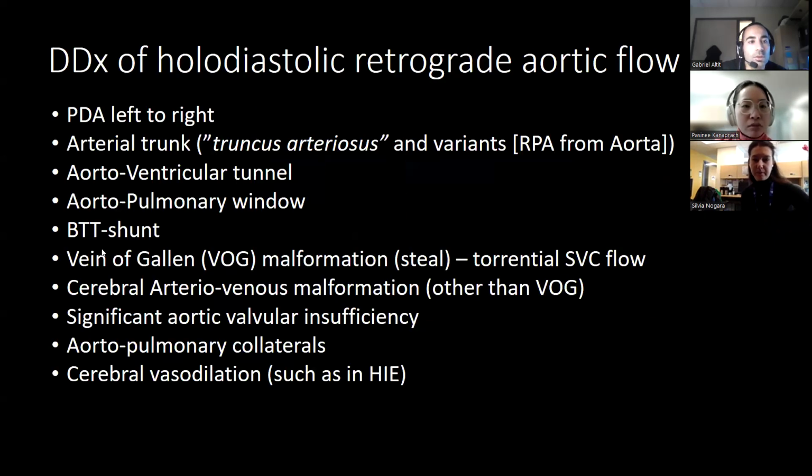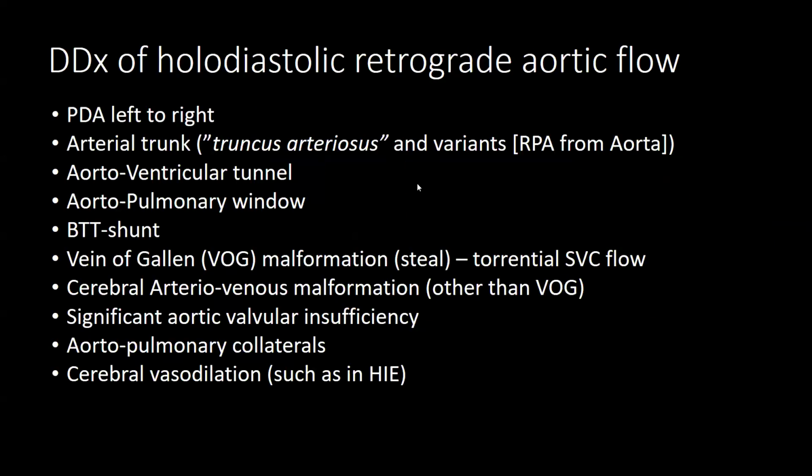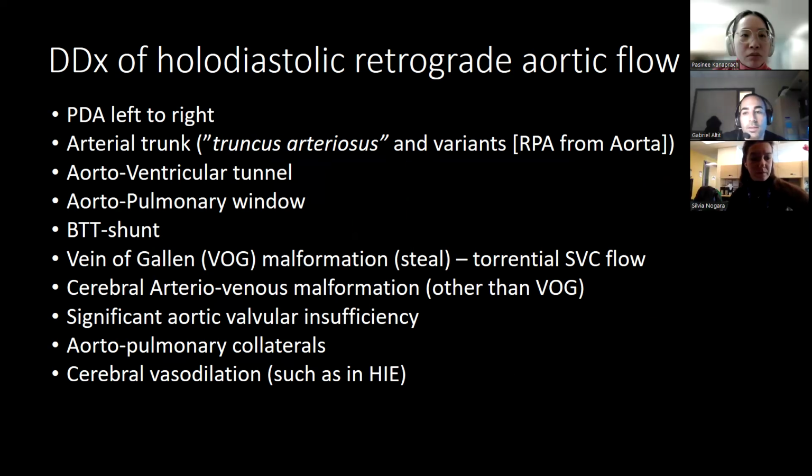So this is your differential diagnosis of the holodiastolic retrograde aortic flow. It's not just the left-to-right PDA that can cause a steal. You have to think of things like arterial trunk or truncus arteriosus, or other variants, like for example, a right pulmonary artery that comes off from the aorta. Well, there's going to be a steal when the PVR starts dropping. Aortoventricular tunnel. So that's what it says. It's a tunnel between the aorta and the ventricle.